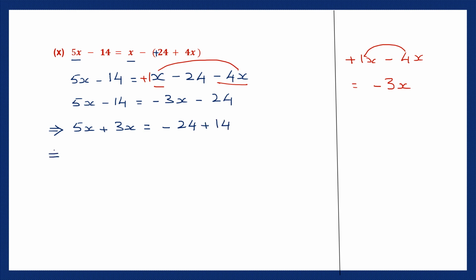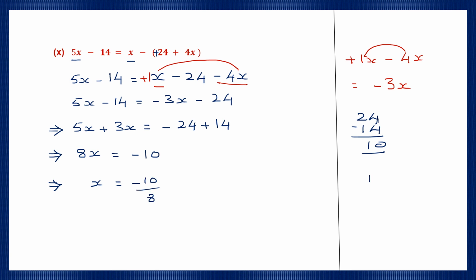So here 5x plus 3x, 5 plus 3 is 8, so that's 8x is equal to, here the signs are different on the right hand side, so I put the sign of the bigger number and I subtract 24 minus 14. 4 minus 4 is 0, 2 minus 1 is 1, it's 10. So minus 10. So 8x is minus 10, therefore x will be minus 10 divided by 8.